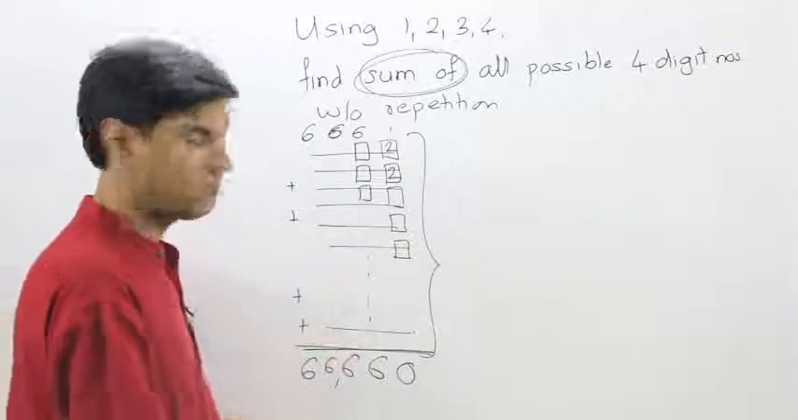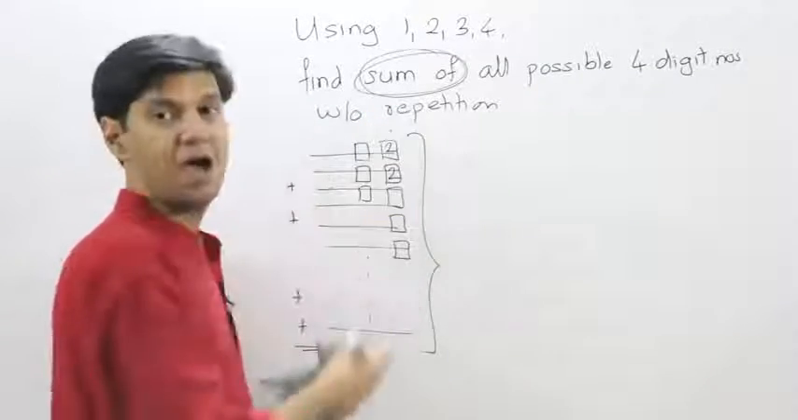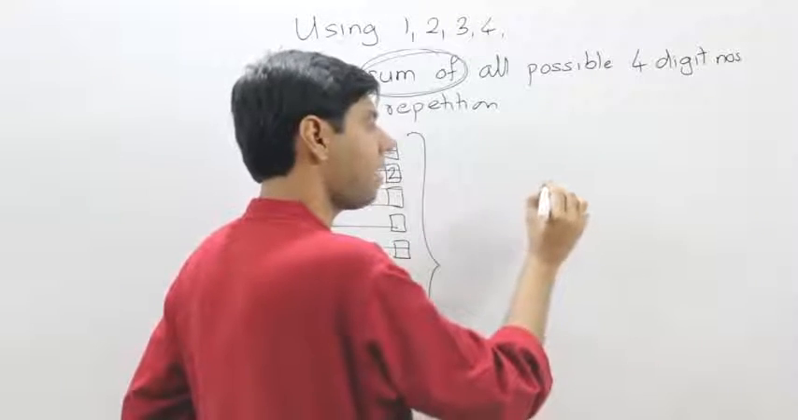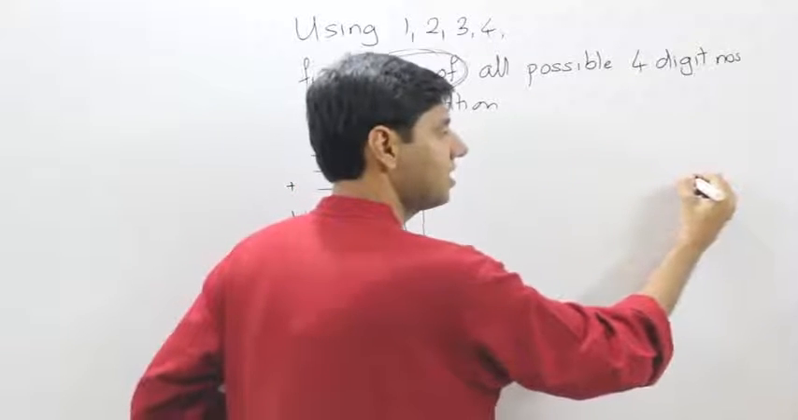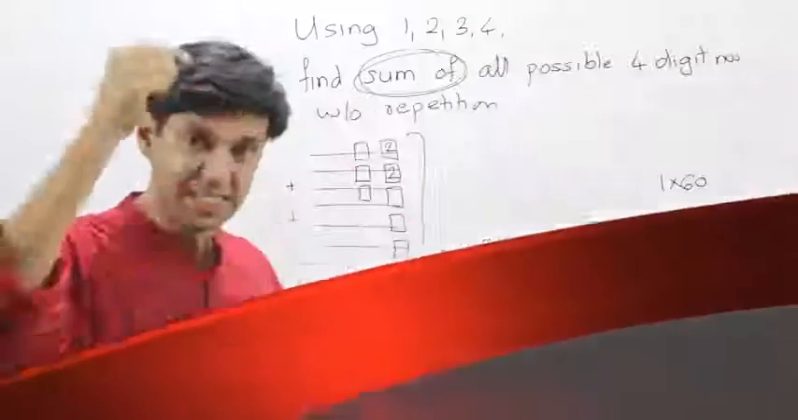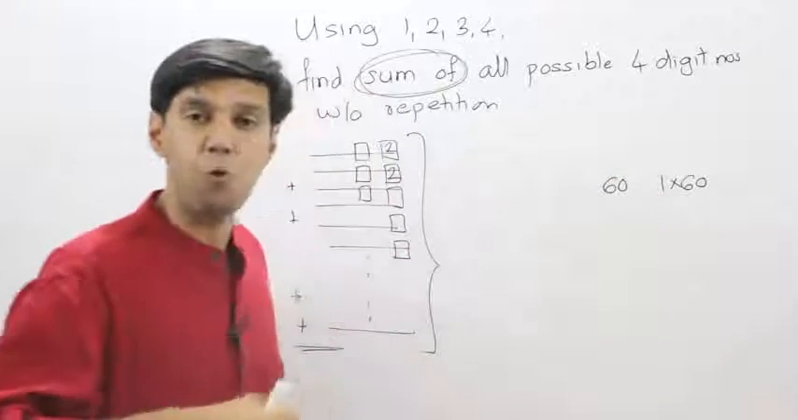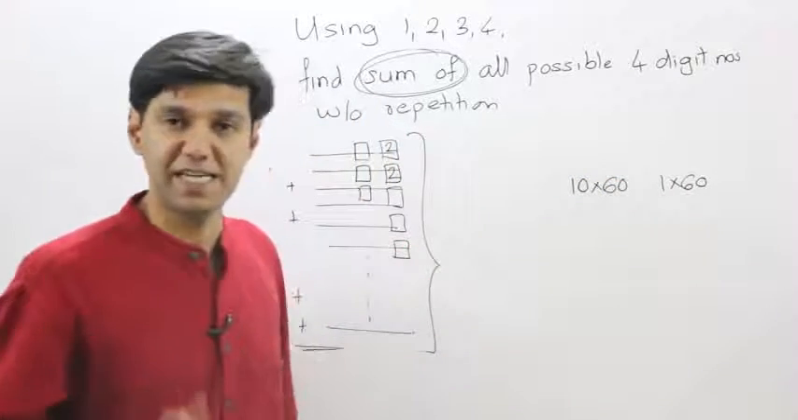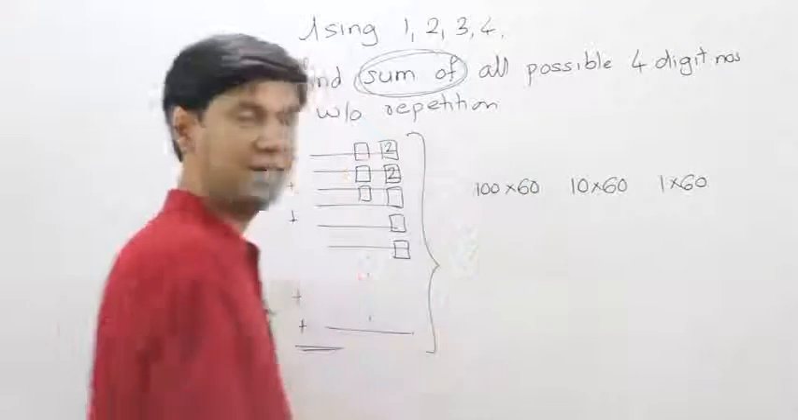Do I have to do it this way? Not really. Could I just generalize this? Yes. How could we generalize this? Okay, let's see. The units column has a value of, let's say, 60, and since it is in the units position, the tens column will also have an addition of 60, but this time the value that it is adding to the number will be 10 into 60 because it is in the tens position. And similarly, hundreds will have a value of 100 into 60.